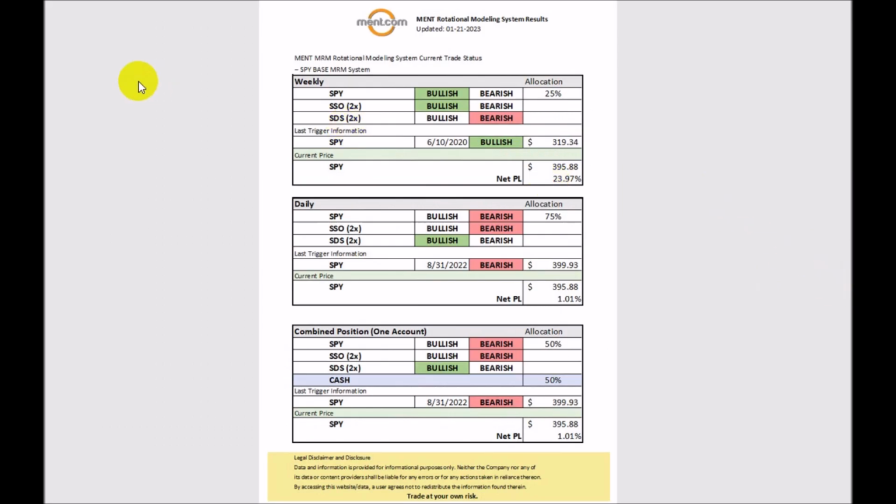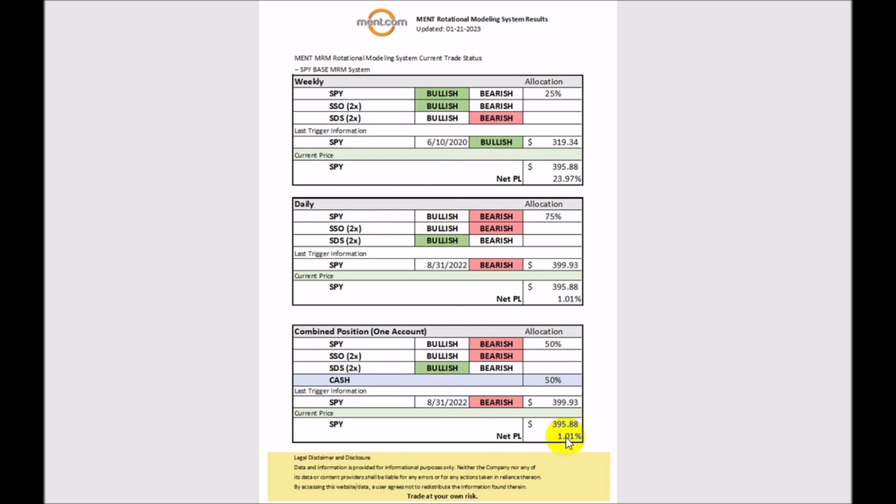Okay, the rotational modeling system has not changed. We're still in the same mode as we were before, and this is really important to understand. The rotational modeling system is designed to protect and secure your broad thinking of the markets. So we are still weekly bullish on the SPY, daily bearish. That nets us into a net 50% short position, 50% cash position.